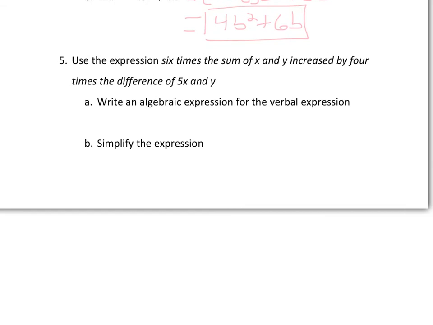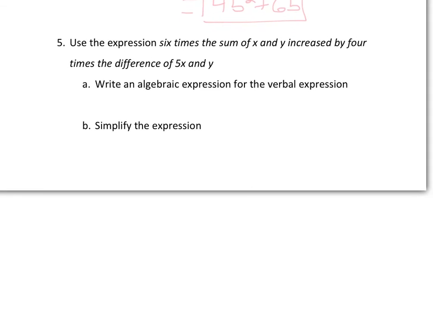Now the last problem here, we're going to have to write an algebraic expression for this verbal expression, which is 6 times the sum of x and y increased by 4 times the difference of 5x and y. Once we get it written out in A, we'll simplify it for B. So for A, we have 6 times the sum of x and y. So the sum of x and y is x plus y, and 6 times that puts 6 on the outside of our parentheses. Increase by means adding 4 times the difference of 5x and y. Remember, difference means subtraction, so 5x minus y. So that's our expression that's written out right there.